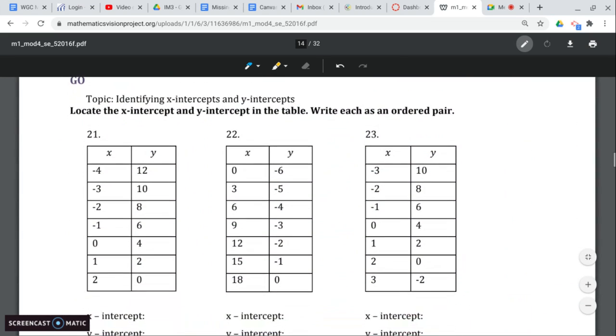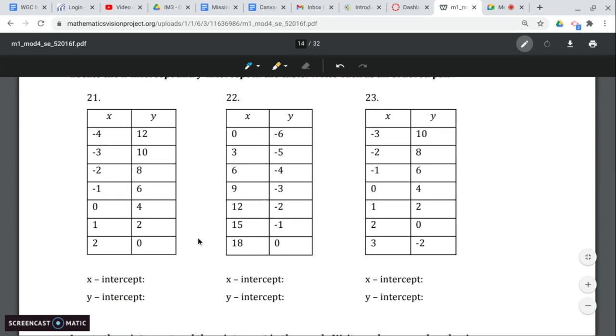All right, our next section, we are identifying x and y intercepts. So locate the x-intercept and the y-intercept in the table. All of your x-intercepts are going to be an x value, and your y value will be 0. So if you look, where's the y value 0? Here. And the x value is 2. So your x-intercept is 2, 0.